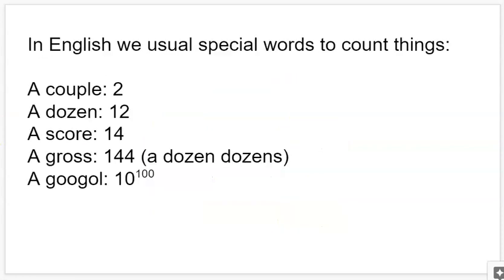So just as a quick tangent, in English, we use special words to count things. So like if you ever refer to a couple, you're usually referring to two things, or a dozen, you're referring to 12. This isn't used very often these days, but a score is 20. A gross is 144, a dozen dozens. And there's a funny one called a googol, which is 10 to the 100 number of things. And these are all English words that mean a certain amount of things. And this is going to be important in chemistry, and I'll get to that in a second.